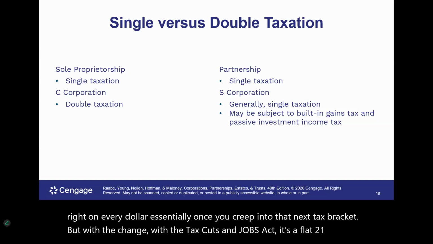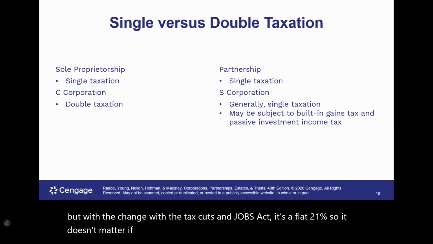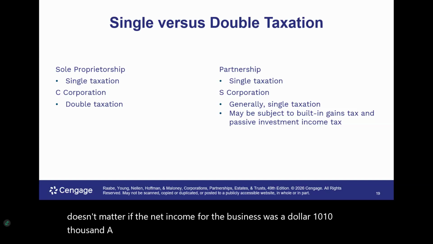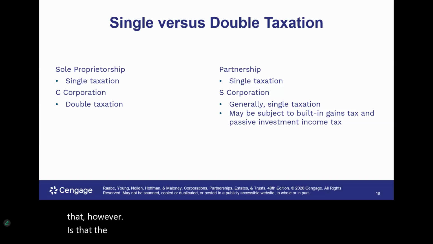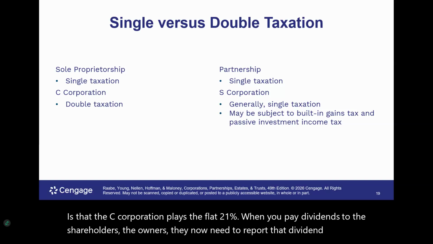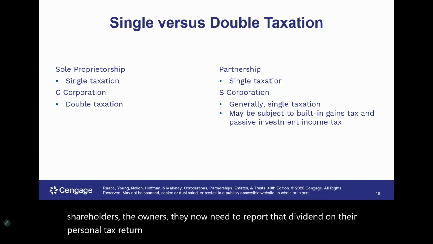So it doesn't matter if the net income for the business was $1, $1,000, $10,000, a million. Everybody pays 21% across the board. The issue with that, however, is that the C corporation pays the flat 21%. When you pay dividends to the shareholders, the owners, they now need to report that dividend on their personal tax return, right? So that's one of the downsides of a C corporation, the double taxation.